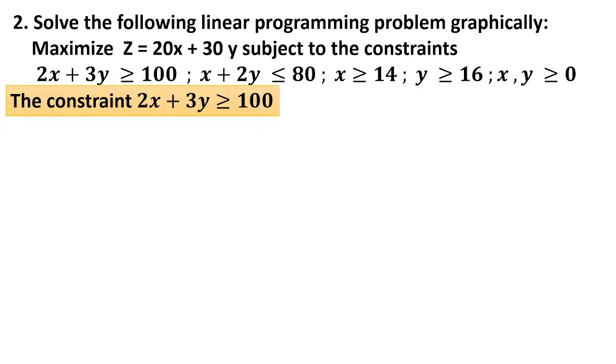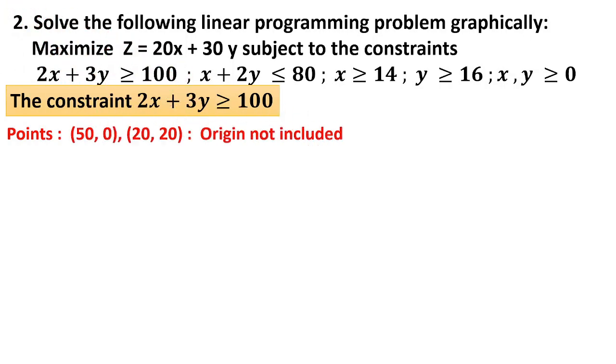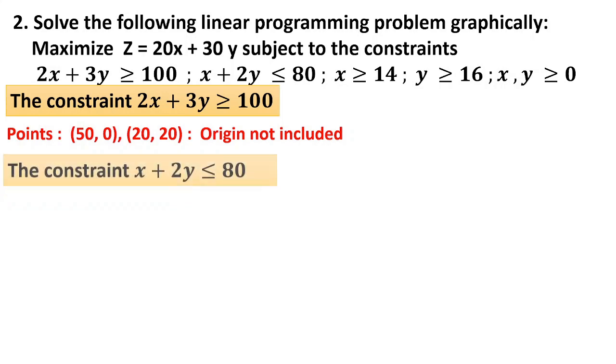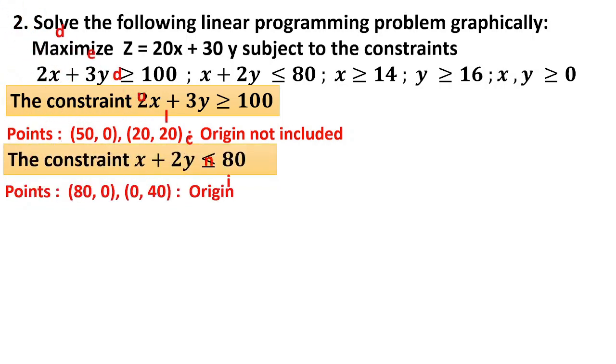Put x is equal to 0, get the value of y. Put y is equal to 0, get the value of x. Suppose if you are getting some 100 by 3 like that, you can take some convenient value. Now the points are 50, 0, 20, 20. 20, 20 satisfy that equation. Okay, origin not included. The second constraint, the points are 80, 0, 0, 40.